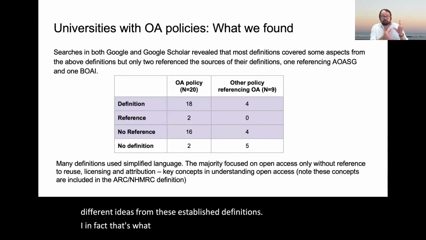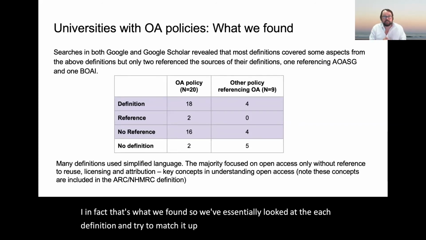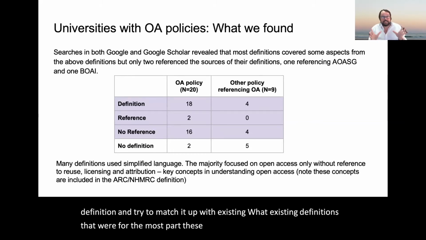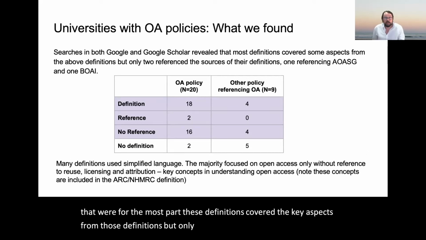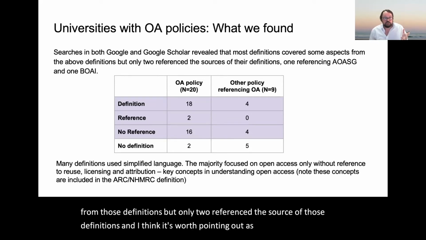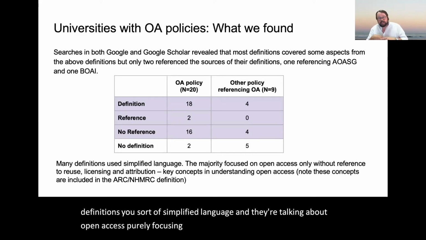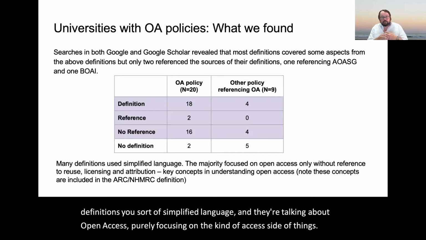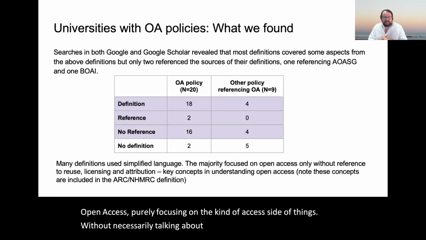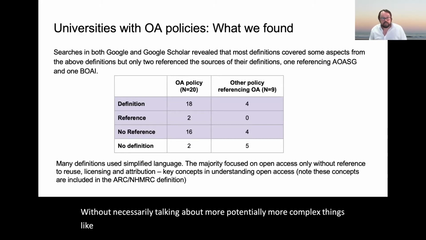So we looked at each definition and tried to match it up with the existing definitions. For the most part, these definitions covered the key aspects from those definitions, but only two reference the source of those definitions. And I think it's worth pointing out as well that many of these definitions use simplified language. They're talking about open access purely focusing on the access side of things without necessarily talking about potentially more complex things like licensing and attribution and so on.